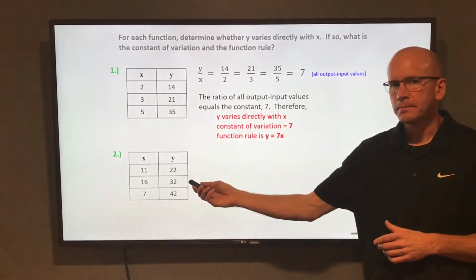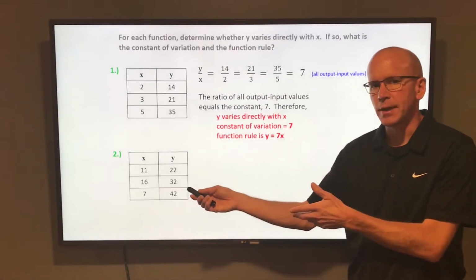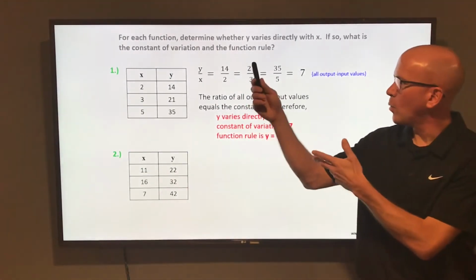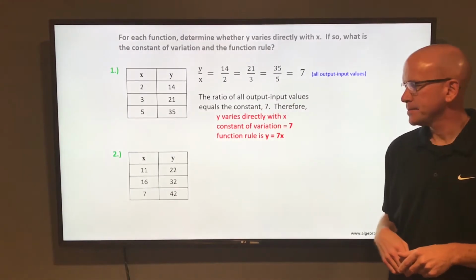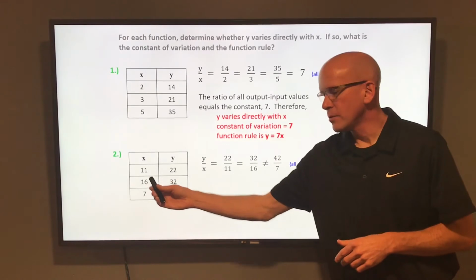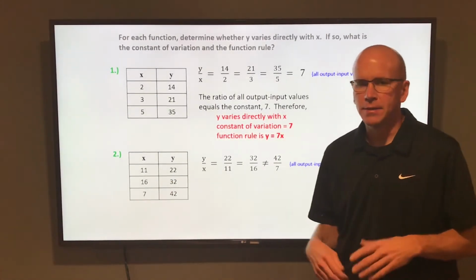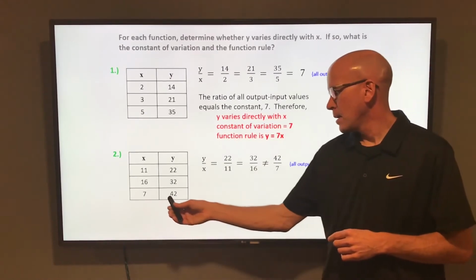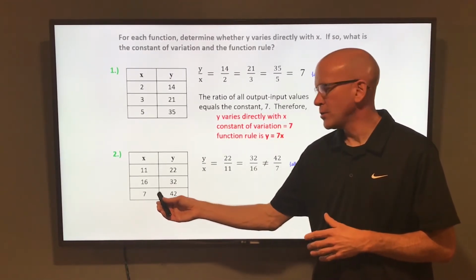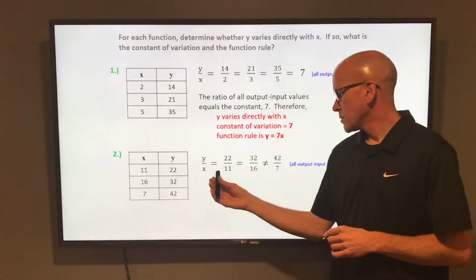How about this one? If you divide y by x each time on that one, do you get the same thing? If so, y does vary directly with x. So if you divide 22 by 11, 22 divided by 11 is 2. 32 divided by 16, that's again 2. But 42 divided by 7 is no longer 2, it's 6. So there's a problem right there.